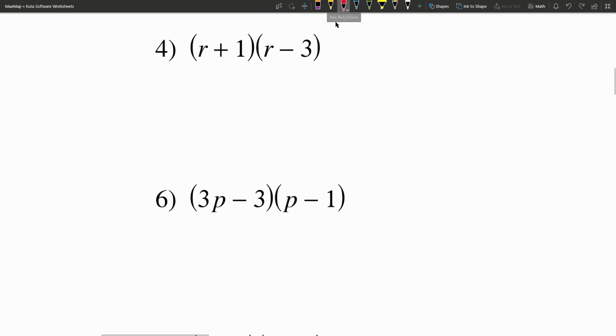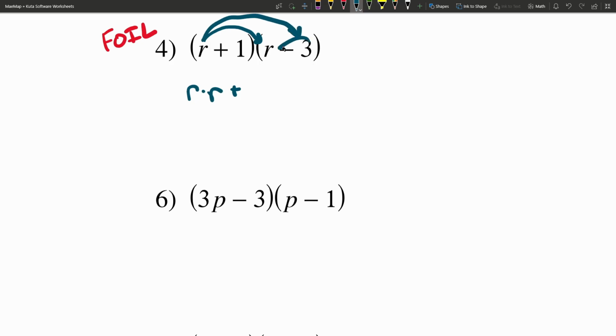For number 4, remember again, FOIL. That's an acronym to help us combine each of the terms of our first binomial with the terms of the second. So first is r combined with r, so r times r. Then we're going to add our outside, that's r combined with 3, but this 3 is subtracted, so that's going to be r times a negative 3. Then we're going to add that to our inside terms multiplied together, which is 1 times r. And then our last terms multiplied together, 1 times a negative 3.